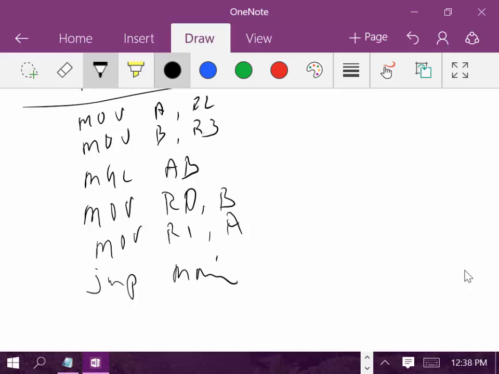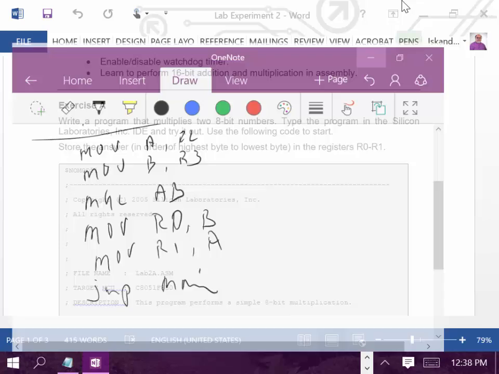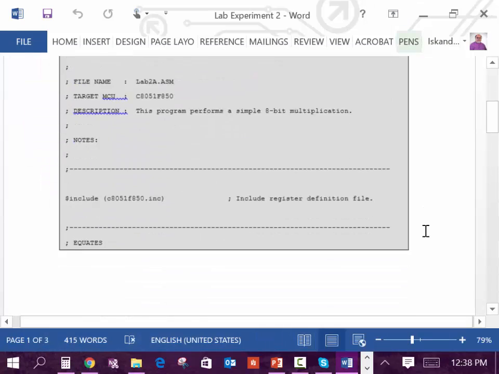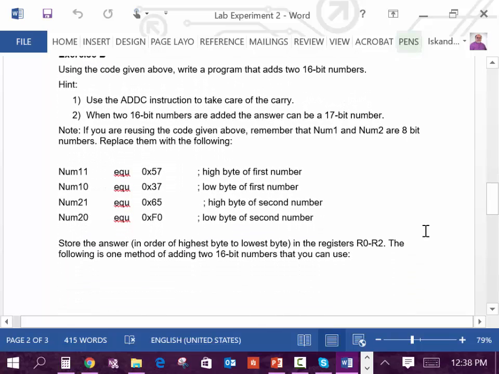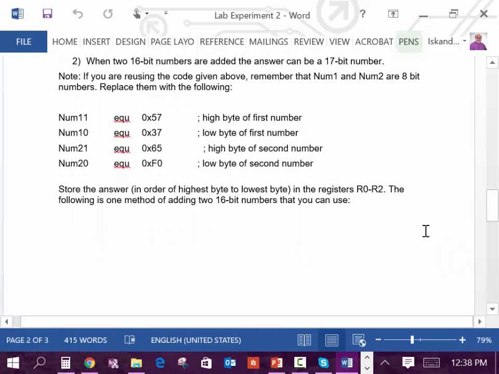The second part of the lab is to add two 16-bit numbers. Now, we could do equates if we want to make it a little bit easier, and this is the way that we do the equates. That way we don't bother with putting it in the registers first. And store the answer in high byte to lowest byte. You could possibly have 3 bytes of data.